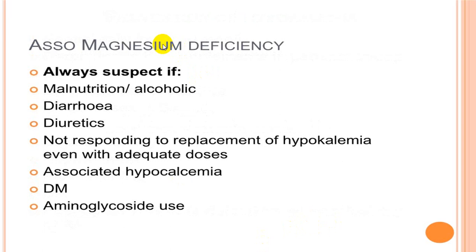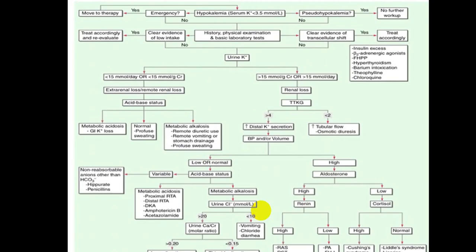Also, if the person has hypomagnesemia, along with potassium, magnesium should be replaced. Otherwise, the person will develop resistant hypokalemia. Magnesium deficiency is suspected if the person has malnutrition, chronic alcoholism, diarrhea, is on diuretics, particularly loop diuretics, is not responding to replacement of hypokalemia even with adequate doses, or has associated hypocalcemia, diabetes, or has been on aminoglycosides for a long time. Try to replace magnesium simultaneously.